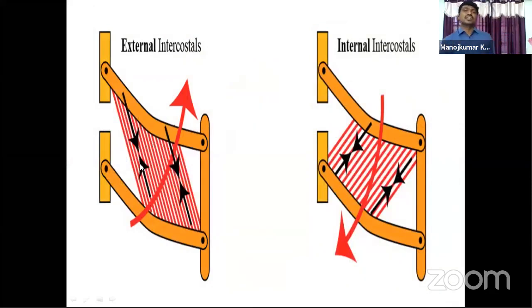So see here, external intercostal muscles. These arrow marks indicate the movement, the contraction and relaxation of the muscles, in this direction. Whereas the internal intercostal muscles here, see, these are the two rib bones, and this is how the internal intercostal muscles extend between two rib bones, and this arrow mark represents the action of internal intercostal muscles.